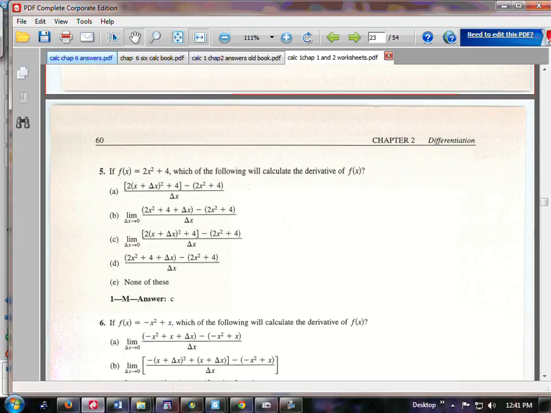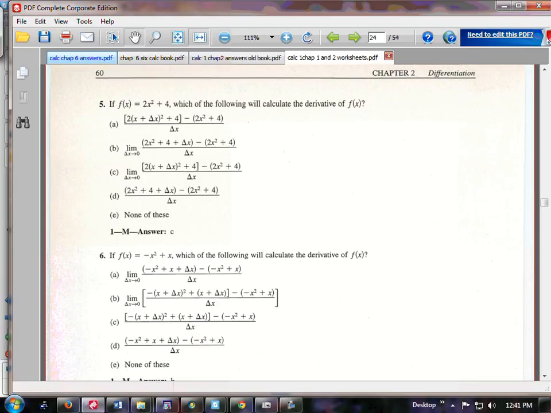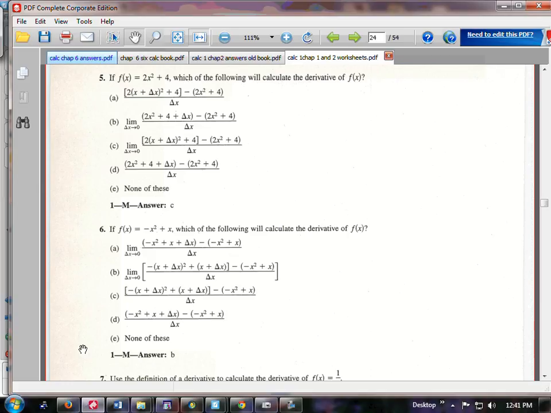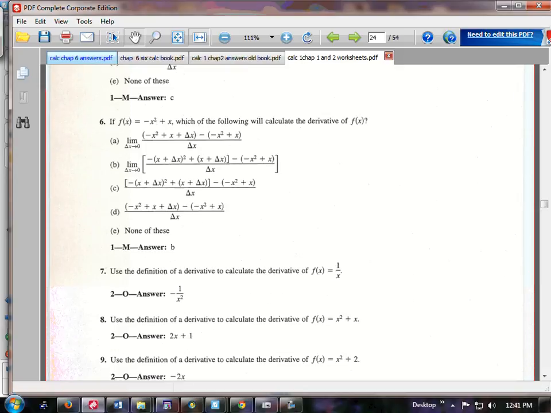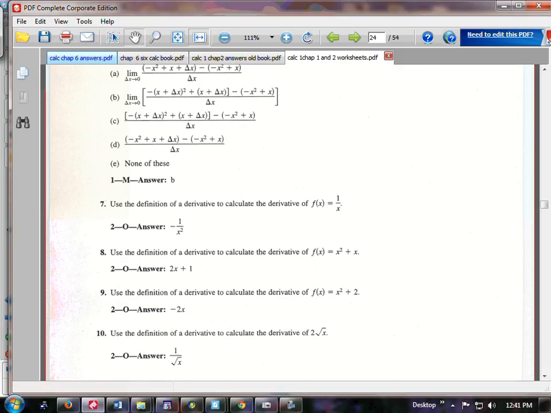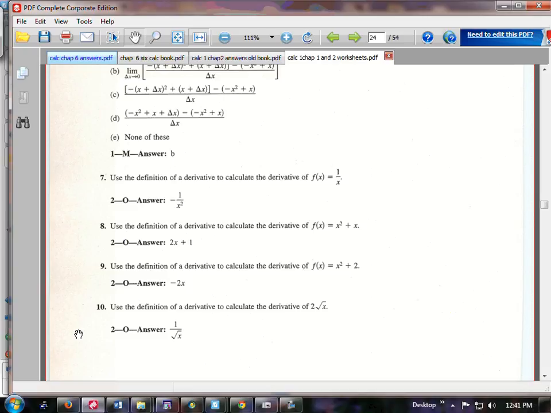Number 6 is just like 5. Notice that the answer has to have a limit as delta x goes to 0, and the function has to be plugged in correctly. Letter B is the one that's plugged in correctly. You're substituting x plus delta x into everywhere you see an x up here in the function, and you're doing a slope formula. So the change in y is on top over the change in x, and the limit as delta x goes to 0. Use the definition of the derivative. I would give you these answers, but we're going to go over how to do them in a minute because they're not necessarily straightforward.